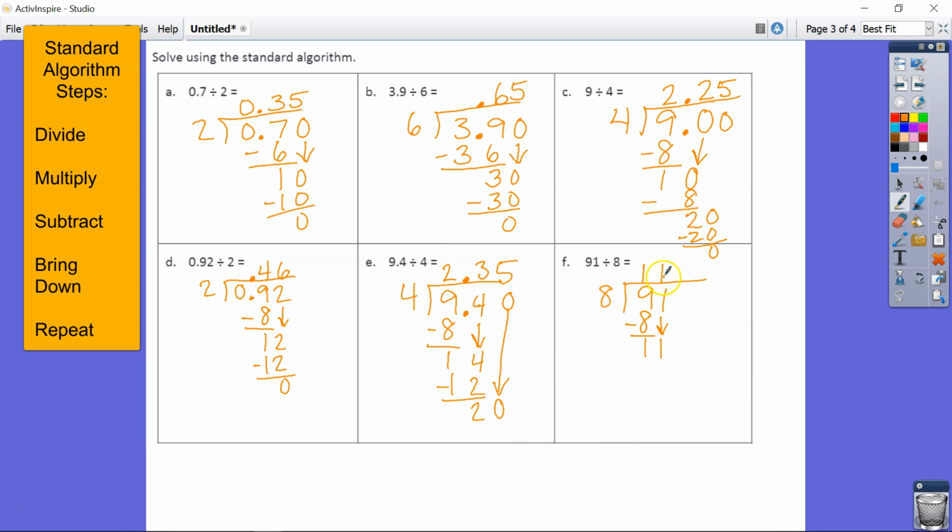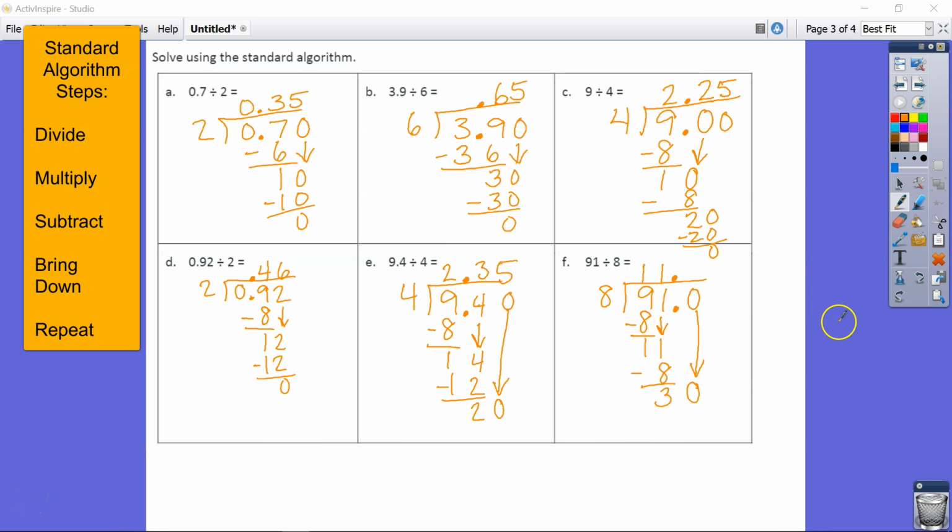This case is $1 bills. 8 times 1 is 8. Subtract: 8, 9, 10, 11. Get 3. Now I have $3 remaining. I cannot give $3 bills out to 8 people. So what am I going to have to do? I'm going to have to go get change. I regroup by bringing down my 0 in my tenths place. Now I have 30 tenths. 30 tenths, that's 30 dimes. I can distribute 30 dimes.